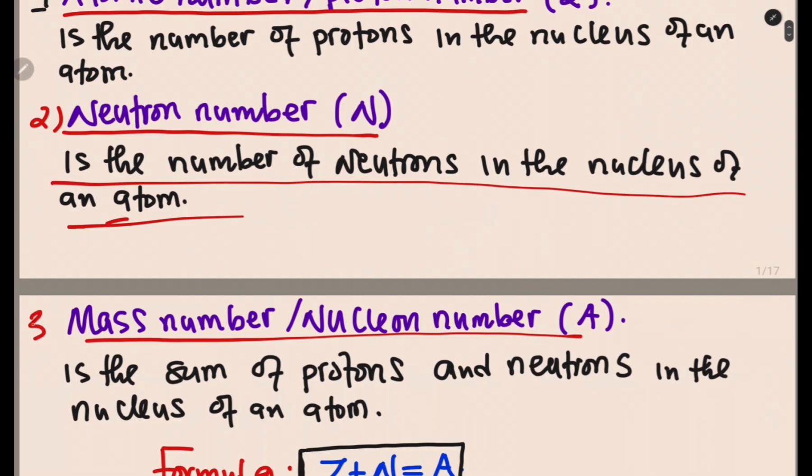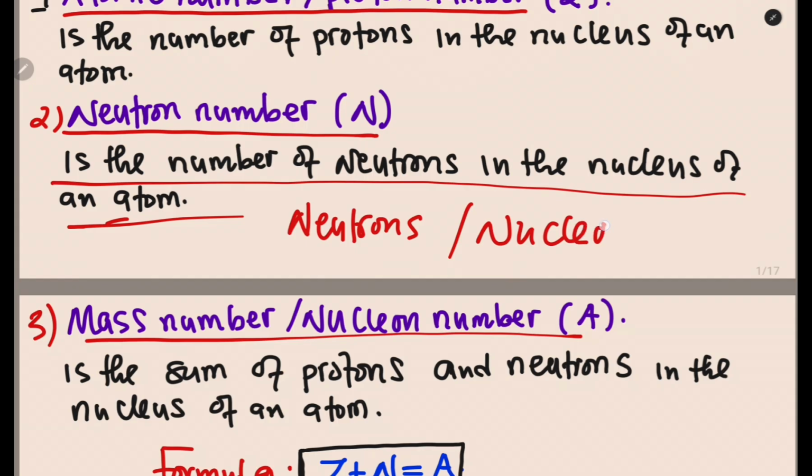The third term that we can look at is mass number. Mass number is also called nucleon number. Do not confuse neutrons and nucleon. These are two different things. Neutrons is N, but nucleon number is the same as the mass number, and this one is denoted as letter A. Now, this is the challenge that you're going to face. Some of you think mass number is supposed to be M. No, mass number or nucleon number is denoted as A. So it is very important to understand these things.